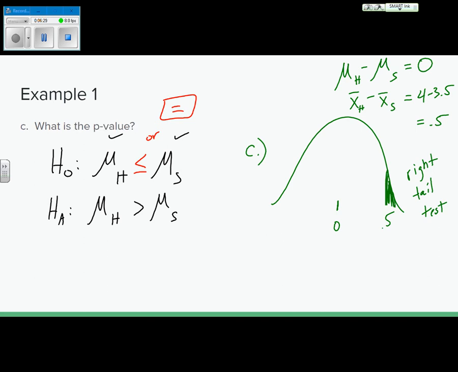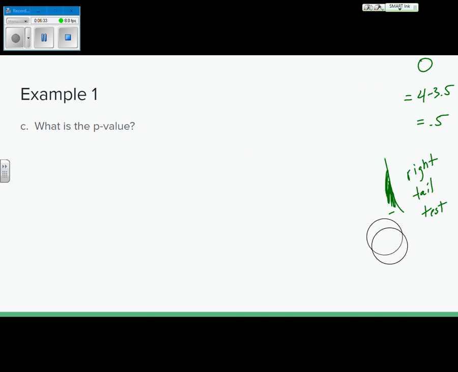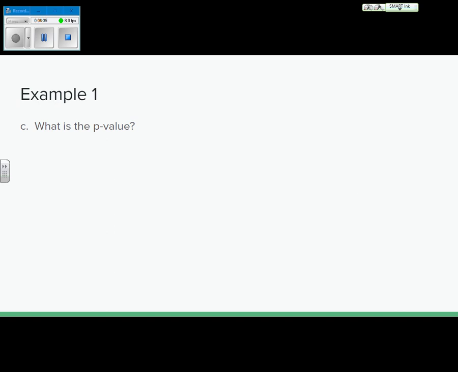P-value. Let's jump straight ahead to p-value. And this is where, if you're using a graphing calculator or the app on your phone, you should be able to get to it a little bit quicker than what I'm about to show you. So you can either fast forward and go read that from the website that I posted, or we're just going to go old school on this. We're just going to use our table.